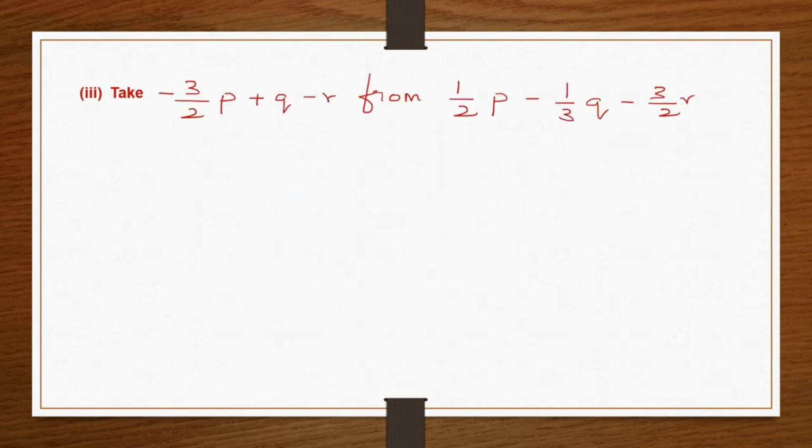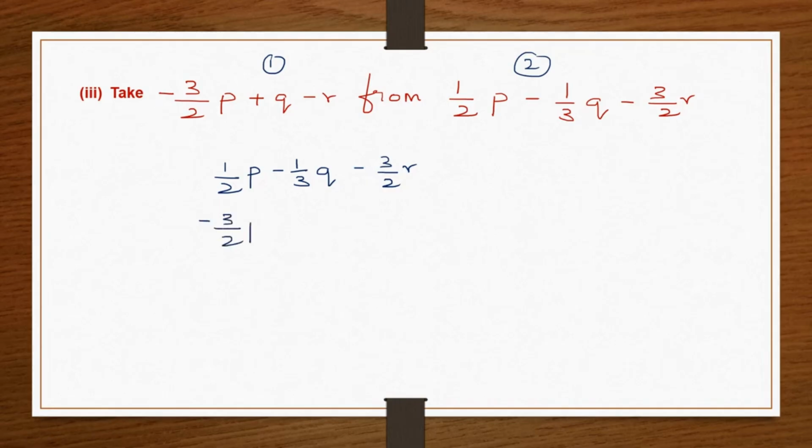Question 3. Take the first expression from the second expression. Again, we have the first expression here and the second expression there. So we need to write the second expression first. That is 1 by 2p minus 1 by 3q minus 3 by 2r. Now below this, we'll write the first expression. So we have minus 3 by 2p plus q minus r.